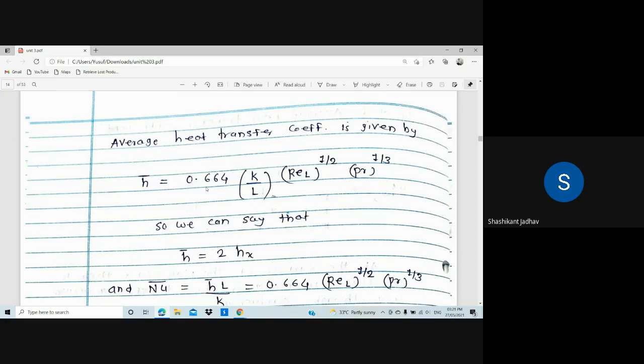Whatever the plate we are considering, so for that whole plate, what is the average value of heat transfer coefficient? How to find out that average value of heat transfer coefficient? So for that we have to use this equation. This is the standard equation, 0.664 K by L Re raised to 1 by 2, Prandtl number raised to 1 by 3. Okay, so from these two equations, the Hx equation and the H dash equation, we can say that H dash is equal to 2 into Hx.